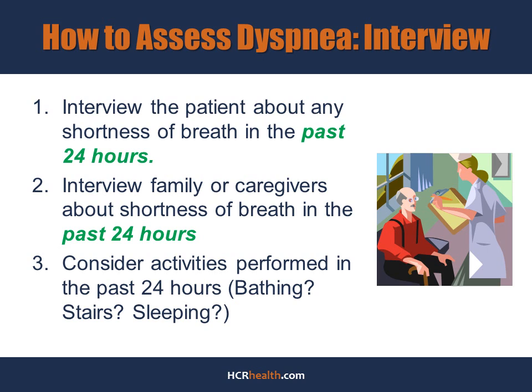Since we must interview the patient to score the dyspnea question accurately, you need to ask the patient or caregiver if they have had any shortness of breath in the past 24 hours. We need to consider what activities the patient has completed in the past 24 hours as well. Did they need to go up or down the stairs in the home? Did they take a shower? You will want to ask specifically if they had any shortness of breath when laying in their bed. Remember, oftentimes your patient will not know what information is important to you unless you ask. Don't assume your patient will simply disclose activities that are causing shortness of breath.